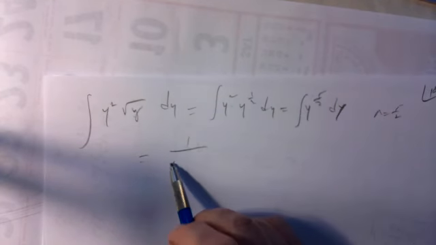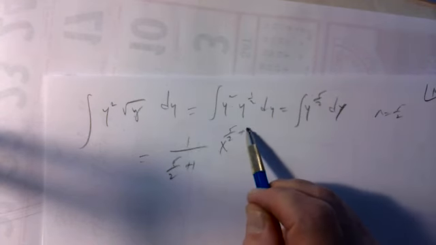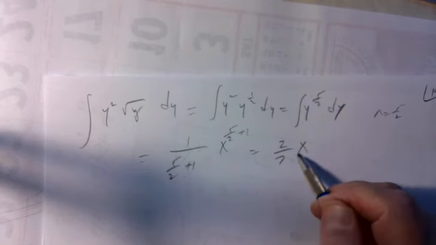So my n is equal to 5 halves. This is 1 over n plus 1, 5 halves plus 1, times y to the 5 halves plus 1. This is 7 halves. The reciprocal of 7 halves is 2 sevenths, so the answer is 2 sevenths y to the 7 halves plus a constant.